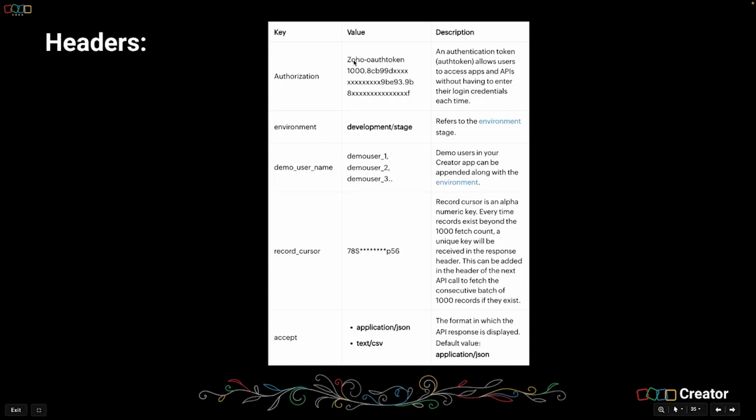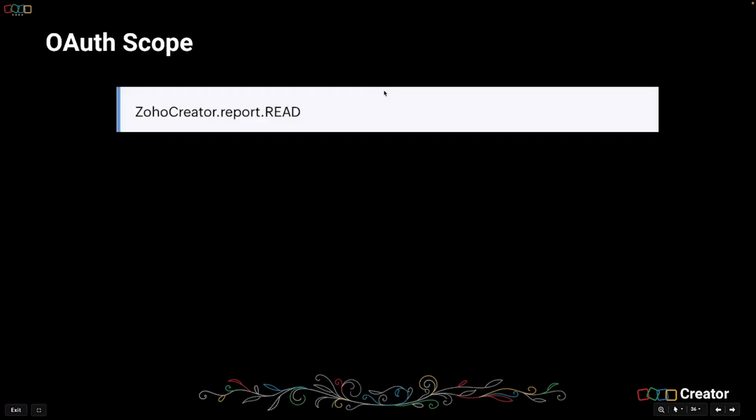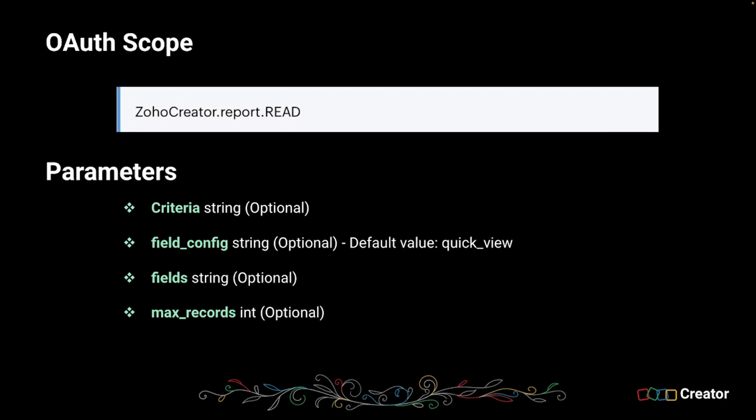Among all these headers, authorization is a mandatory header which we need to pass. And then an OAuth scope for using this get record API. This is the OAuth scope that we need to use, which is ZohoCreator.report.READ. And then we can also make use of the parameters. We have 4 different parameters that can be used.